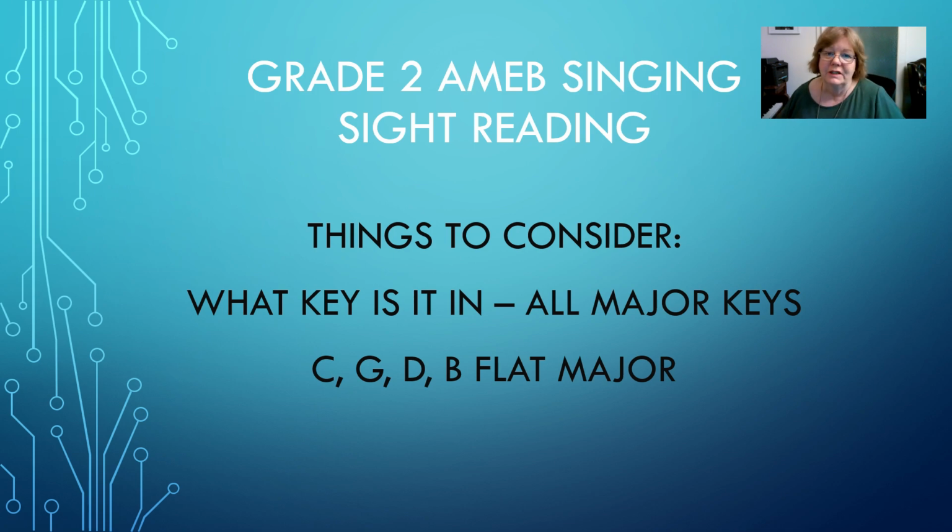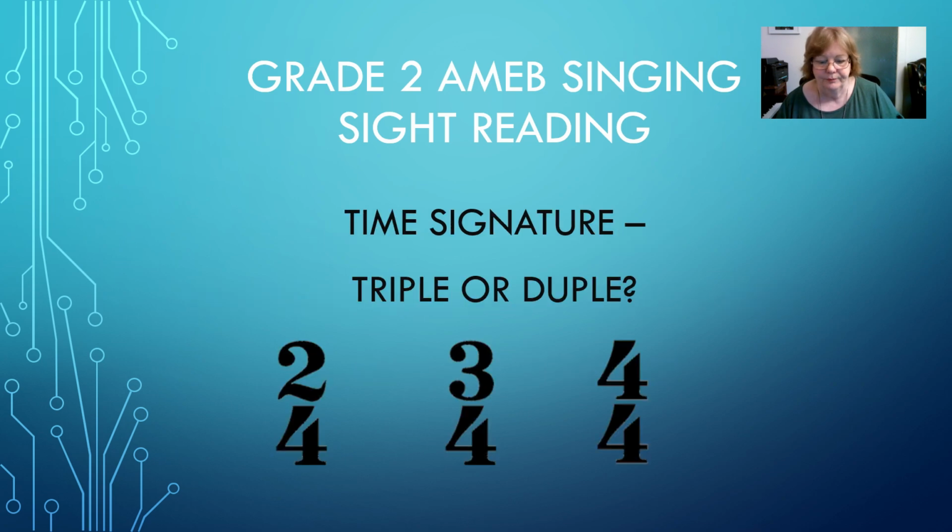Some things you need to consider in the Grade 2 sight reading. You have to consider what key it's in, and all of the examples are in major keys. There's no minor key in Grade 2. The keys that you have are C major, G major, D major, and B flat major. So you've got 4 different keys that you need to know.